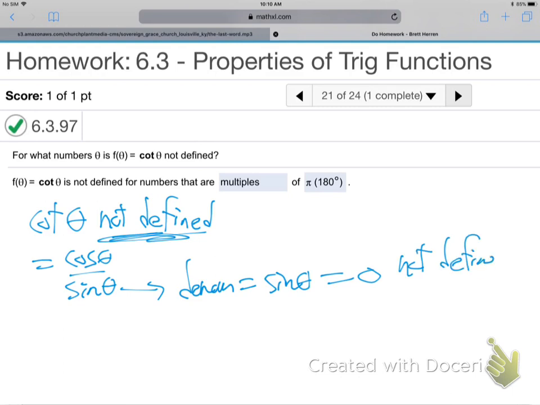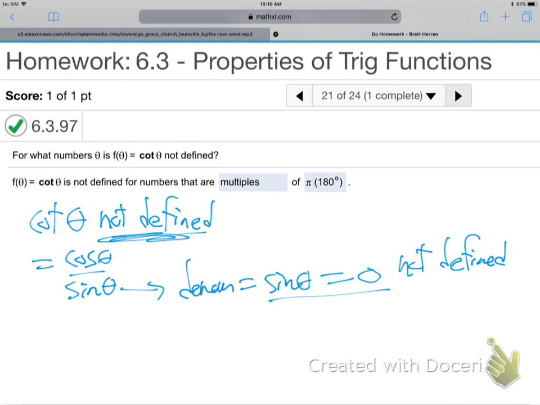Remember when the bottom of a fraction is 0, that's undefined? You can't divide by 0. It's an error in your calculator. So basically, when they're saying, hey, where's cotan undefined? I think, well, cotan is cosine over sine. So it must be where sine is 0. Because if the bottom of a fraction is 0, that's undefined, not defined.